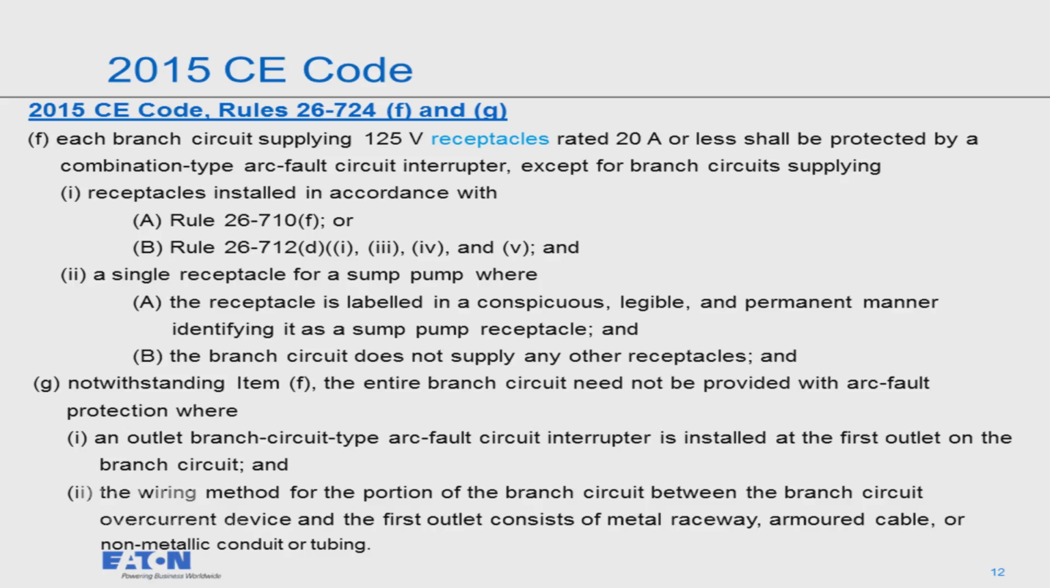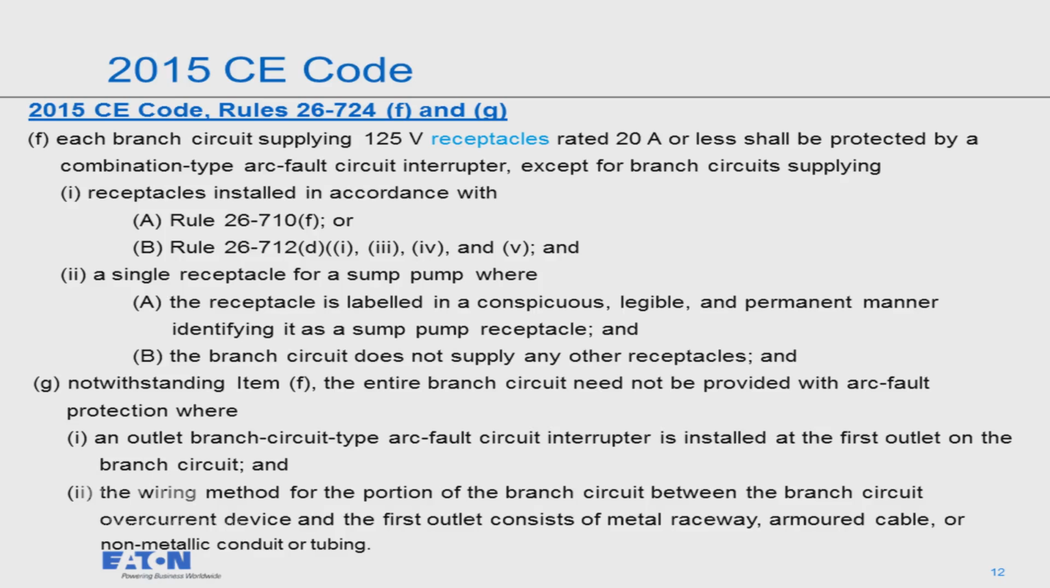You can see that first statement does not talk about bedrooms or sleeping facilities. It's talking about each branch circuit supplying 125 volt receptacles. That's one of the biggest changes you'll see right away. It's going to expand the use of these arc fault circuit interrupters, and also change the type from the branch circuit type that only looks at parallel arcs to this combination type AFCI, which looks at the parallel and series arcs.